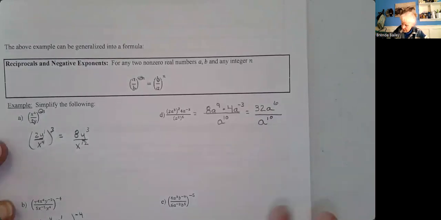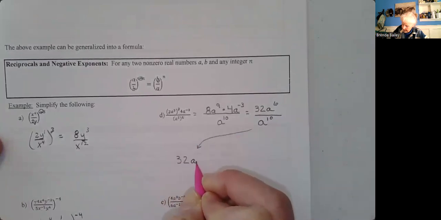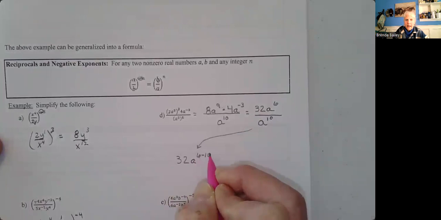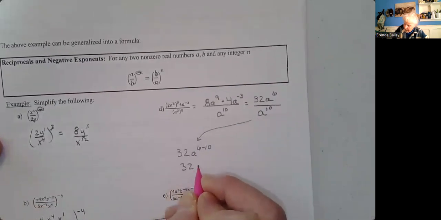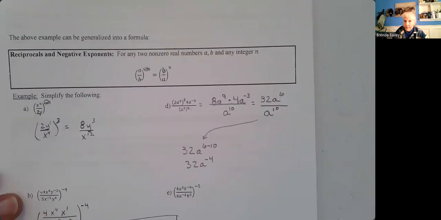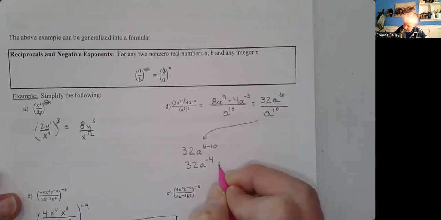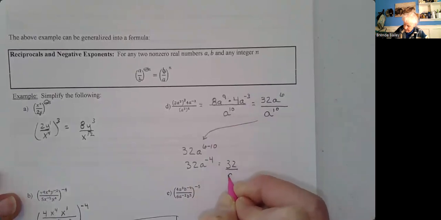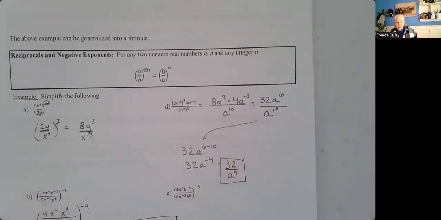All right, let's keep reducing. Again, a couple of ways you can do this. One way is to take 6 minus 10, subtract the exponents. What that gives you is 32a to the negative 4. And then you'll need to realize that because it's negative, because you subtracted exponents in division, it has to come underneath. 32 stays, but the a to the 4th comes down.